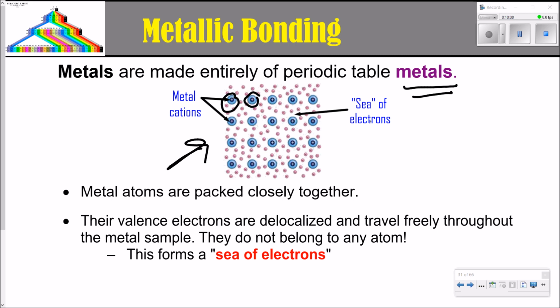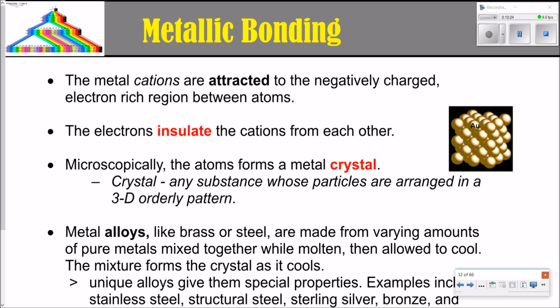And this is going to form what we call a sea of electrons. So as you can see, no pun intended, these electrons are all floating around this entire selection of metal cations. These metal cations are going to be attracted to those negatively charged electron-rich regions, and the electrons are going to insulate those cations from each other. And so what that's going to end up forming is those metals are going to form crystals because of this arrangement. And crystals are any substance whose particles are arranged in a 3D orderly pattern.